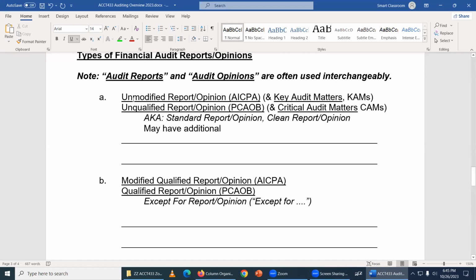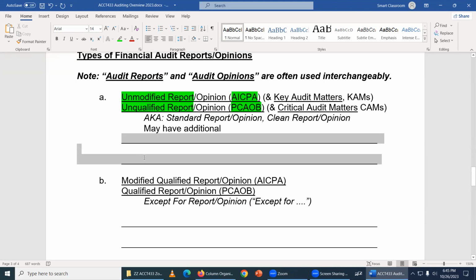Okay, so the report that everybody wants to get is called the unmodified report if it's a non-issuer, and it's called an unqualified report if it's a PCAOB. And unqualified just means, a qualification would be everything's okay except for this bad thing. That's a qualification. So they're saying there's no qualifications, that it's good the way it is.